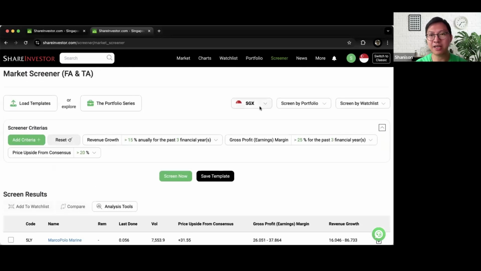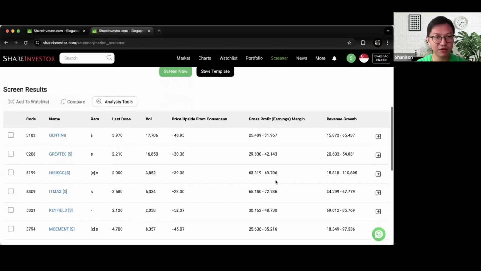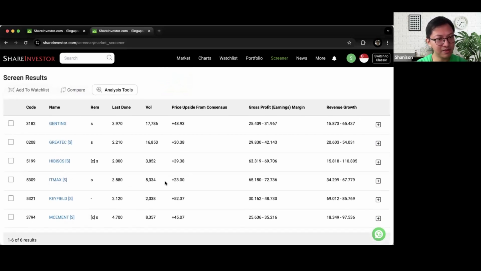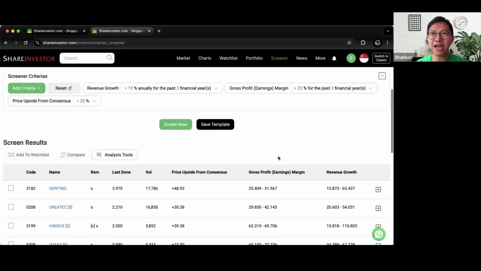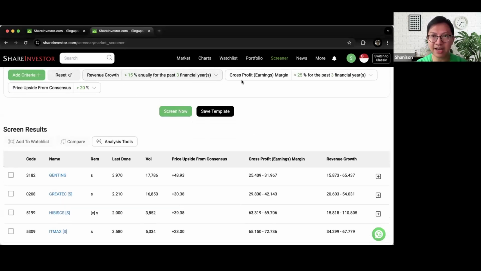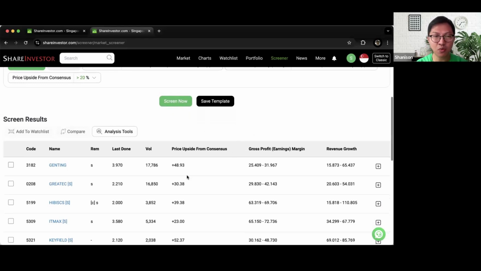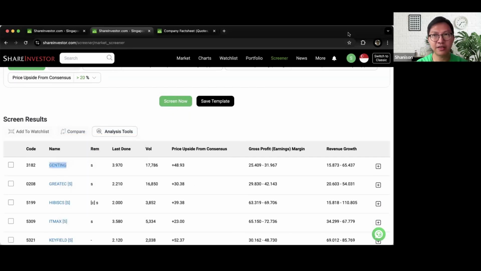But if you choose other markets, let's say maybe this market doesn't have many growth stocks, you can choose Bursa. Let's try. And this part is also pretty fast. So a few stocks come out, Genting, Hibiscus. Once the results come out, what can you do? You need to do further analysis on whether the stock is worth investing in or not. You want to verify as well that revenue growth is more than 15% and gross profit margin is more than 25%. So this is where you need to dive down into the individual company. Let's take one example, Genting. So let's say you go to Genting over here.